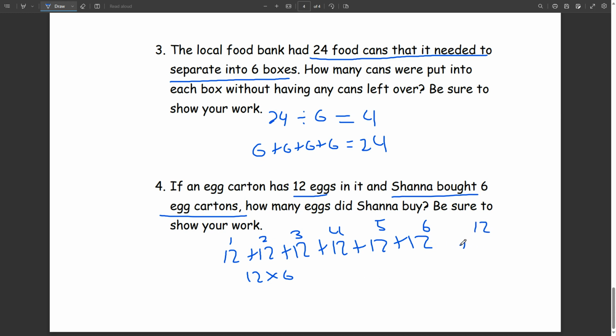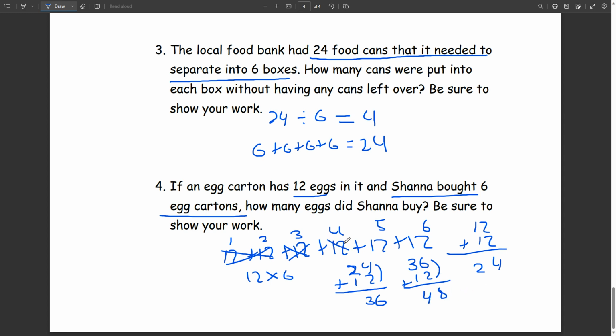So 12 plus 12, we can just do 2 at a time. So 12 plus 12, 2 plus 2 equals 4, 1 plus 1 equals 2, so we get 24. So we can cross these two out because we already did them. Now it's 24 plus 12. Right? So 24 plus 12, 4 plus 2 equals 6, 2 plus 1 equals 3. And then we have 36. Now we can cross this one out. And then we do 36 plus 12. 6 plus 2 equals 8. 3 plus 1 equals 4. So we get 48. We can cross this one out.